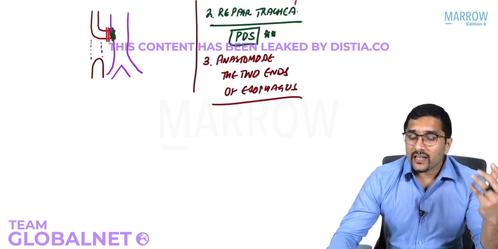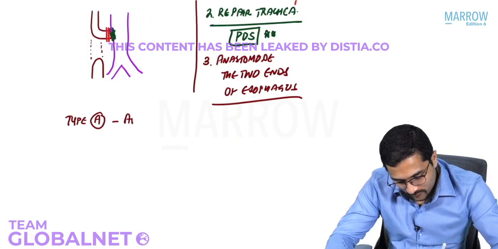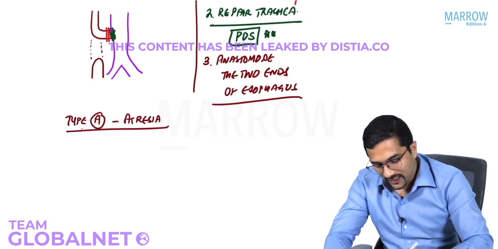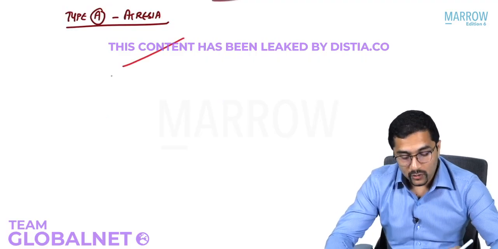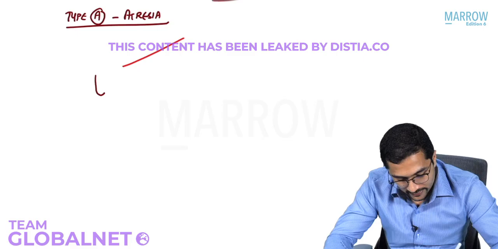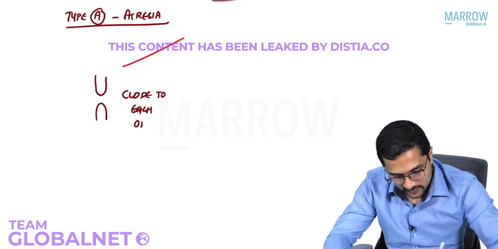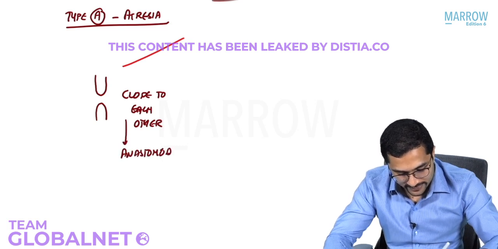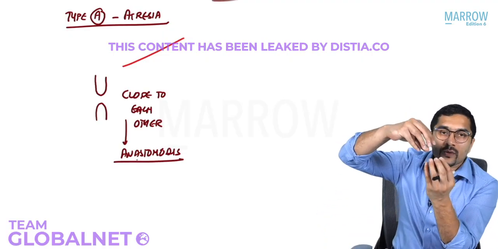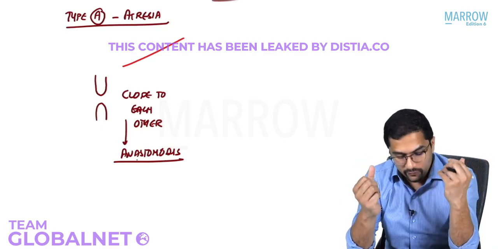Now, what about esophageal atresia? Type A is different. Type A is esophageal atresia. What exactly do we carry out in esophageal atresia? In atresia, there can be two scenarios. Scenario number one is when the two ends of the esophagus are close to each other. Then we can carry out anastomosis between the two ends, and this will be a tension-free anastomosis. Because the two ends are close, we can easily anastomose them, and that would be the treatment for these patients.